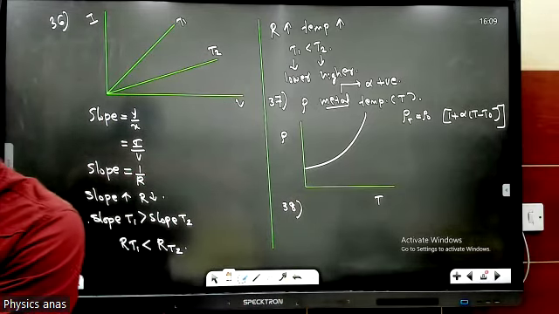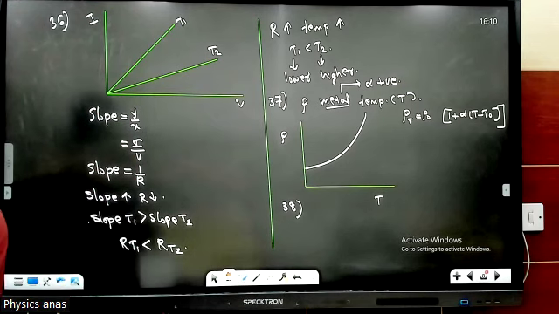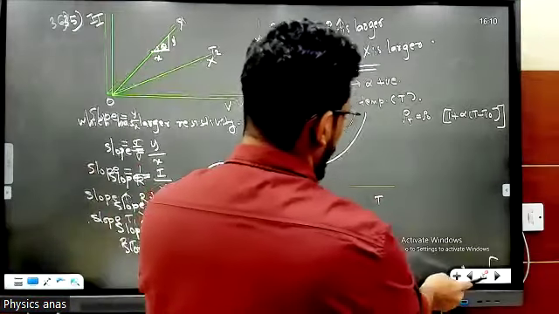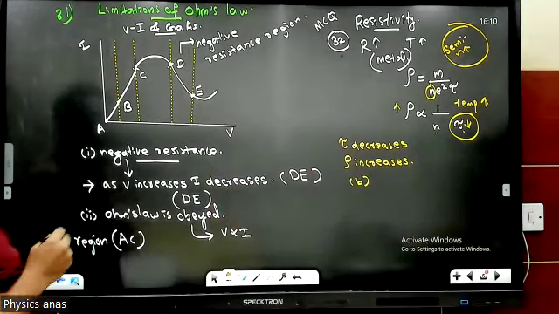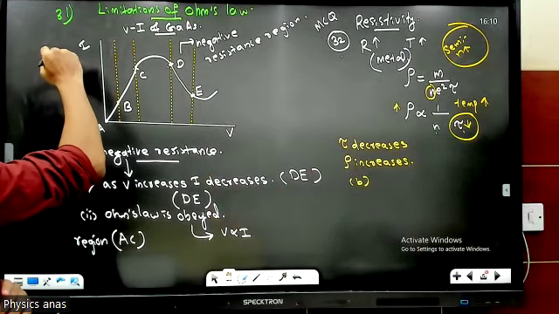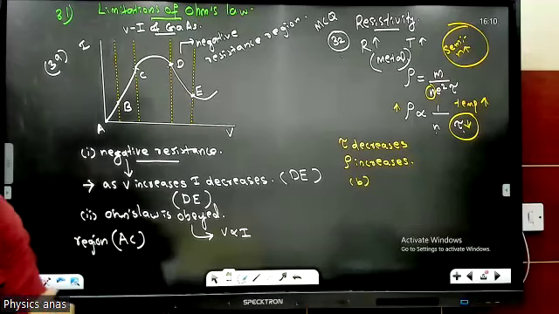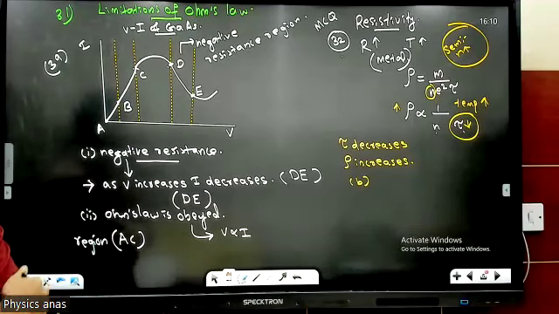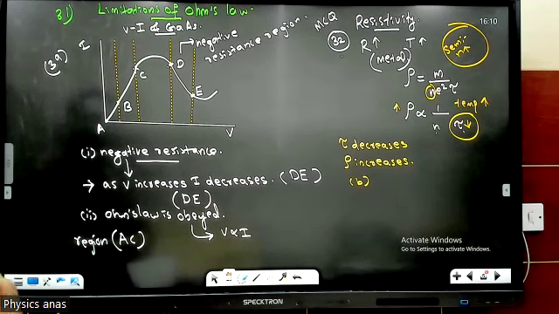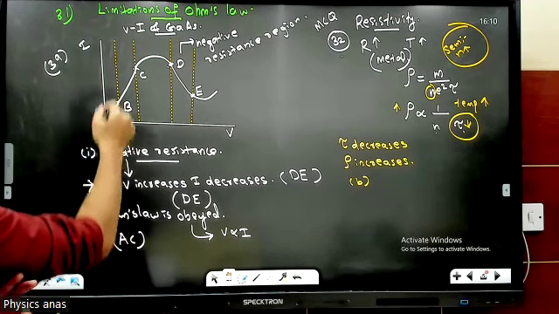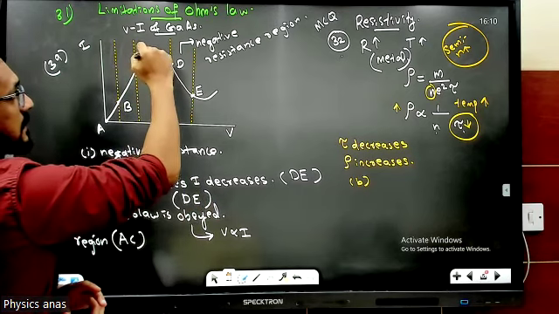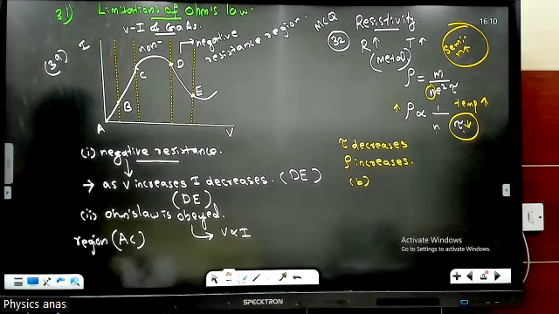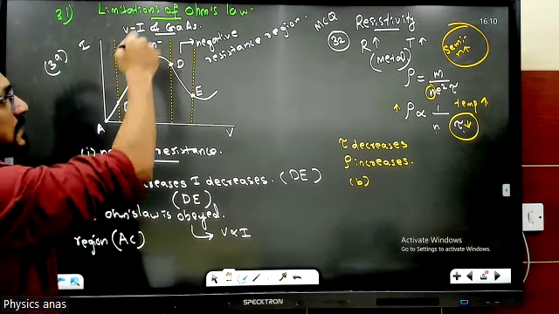Now question number 39. Plot a graph showing variation of current versus voltage for a material gallium arsenide. This is the graph of voltage and current for gallium arsenide. As voltage increases, current increases at first, in the linear region, and then there is a non-linear region.